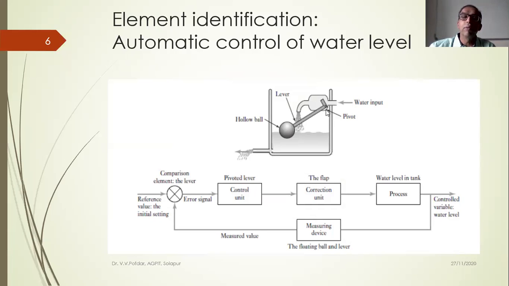So I have a pivot. Around this pivot, this will be lifted up and this valve will be closed as the level increases. And as it reaches the desired level, the valve will be totally shut.